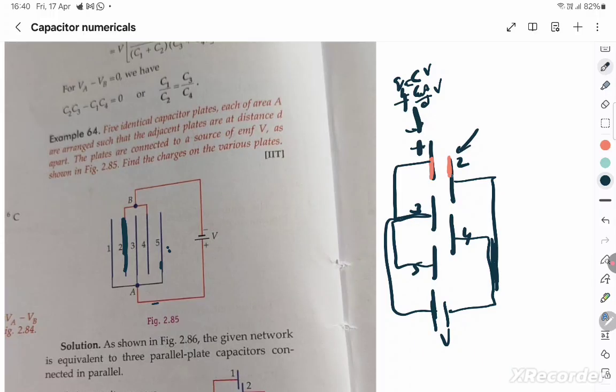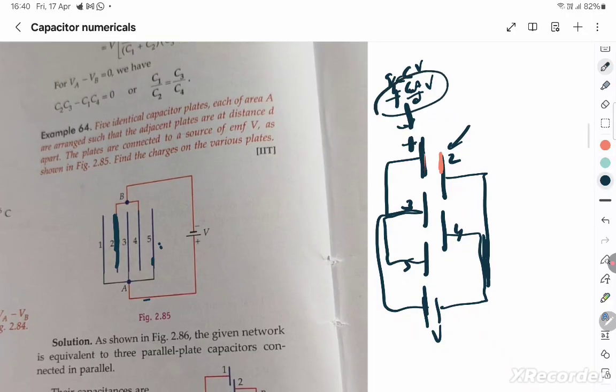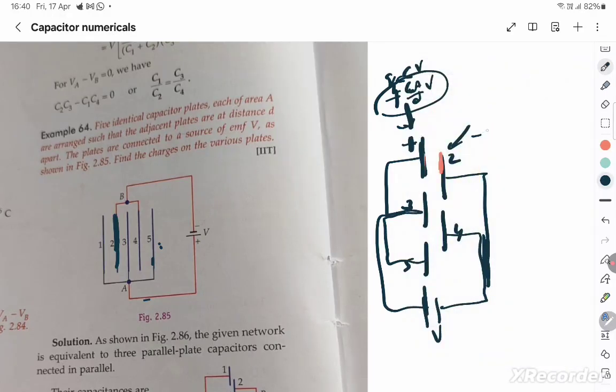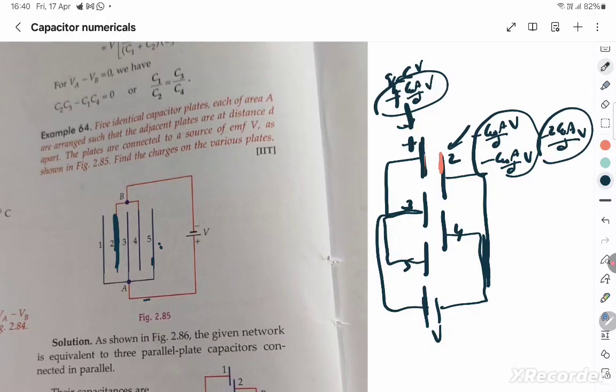On plate 2, since this is a negative charge plate, and the first one was positive, I'll write minus epsilon naught into A by d into V. That will be the charge on plate 2. But plate 2 is also shared with plate 3, so there will be another charge due to plate 3, which will also be epsilon naught into A by d into V, which together will make it minus 2 epsilon naught A by d into V. That will be twice for plate 2.